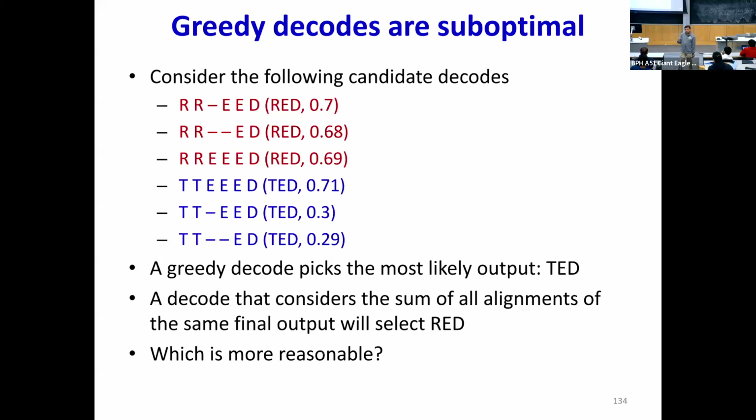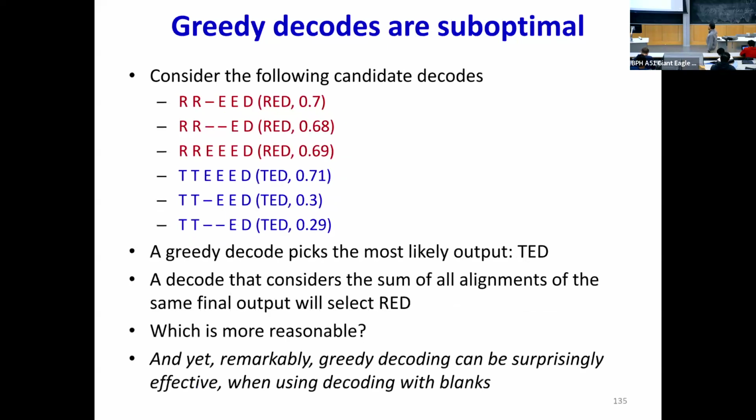If you pick the most likely output, which one would the greedy decode pick up? It's going to pick up TED. It's the most probable sequence, right? But then if you look across all alignments, which is more reasonable? Red, right? It says even for minor jitters, I have high probability. So what we really want to find is the symbol sequence that has the highest overall probability across all alignments.